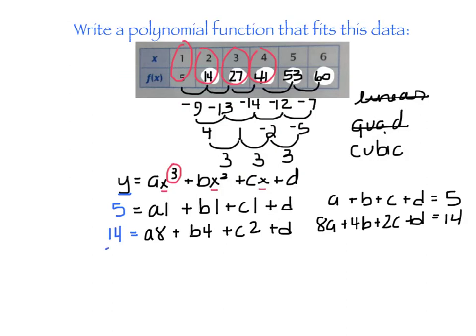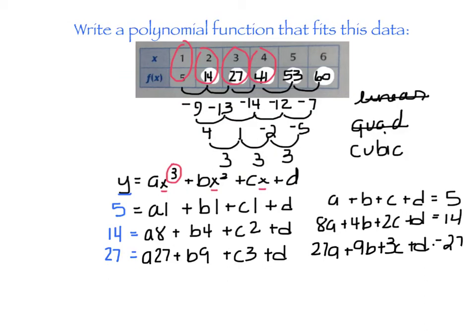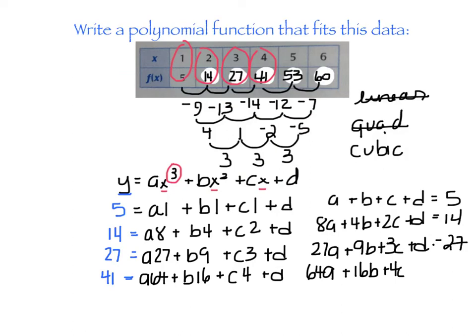I'm going to use the next point. So y equals a times 3 cubed plus b times 3 squared plus c times 3 plus d. And last but not least, I'm going to put in 41 equals a times 4 cubed plus b times 4 squared plus c times 4 plus d. So you get 64a plus 16b plus 4c plus d equals 41.